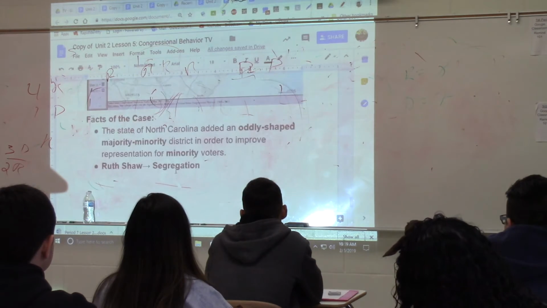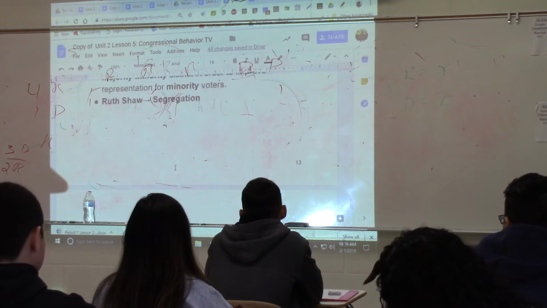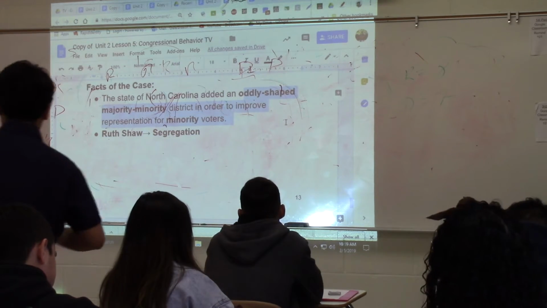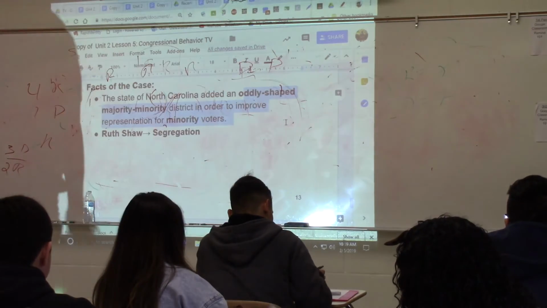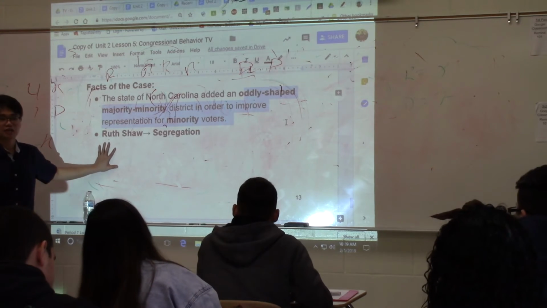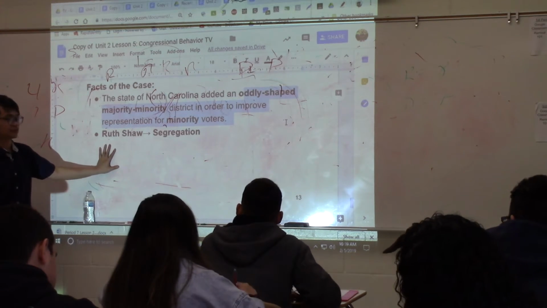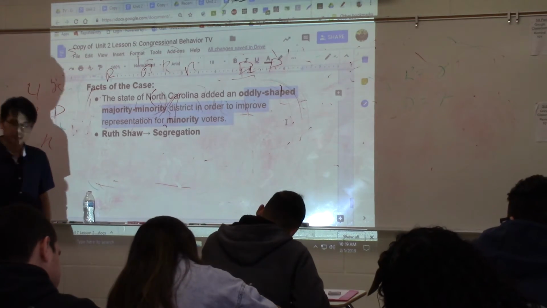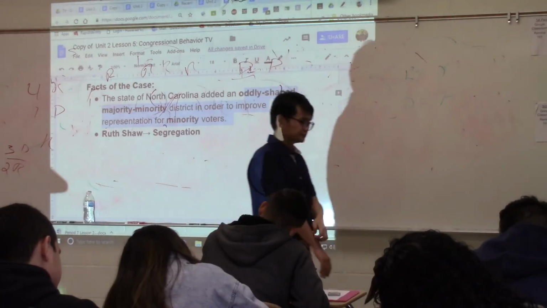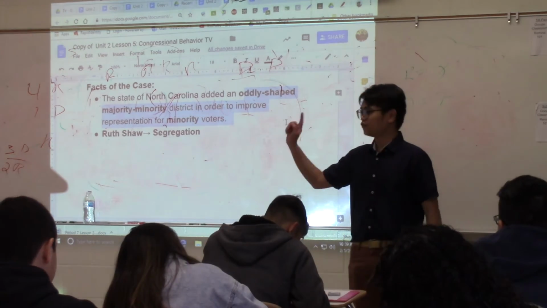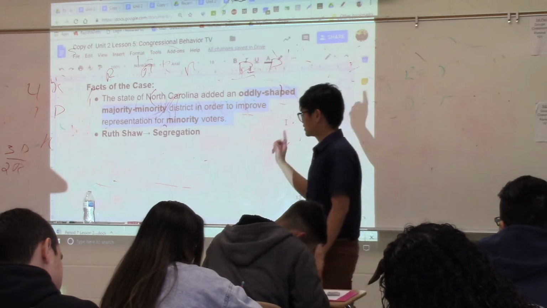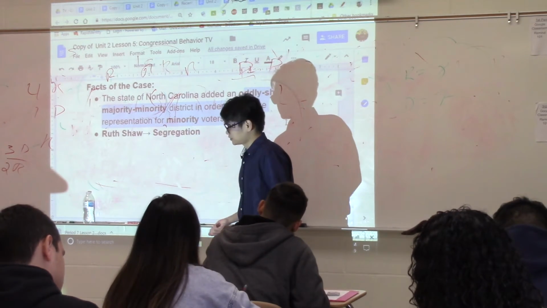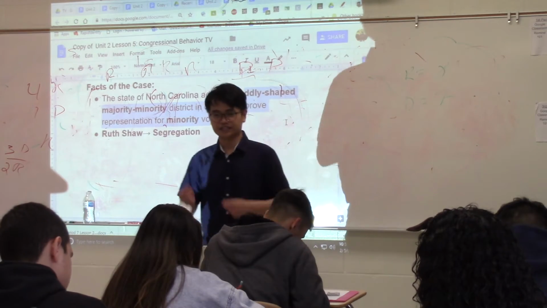All right. So the facts of the case: the state of North Carolina added an oddly shaped majority-minority district to try to improve representation for black people. Ruth Shaw, a white citizen in North Carolina, complained, this is segregation. This is a state separating people by race. Which should be a form of discrimination, and if it's a state discriminating, it violates the 14th Amendment's Equal Protection Clause.